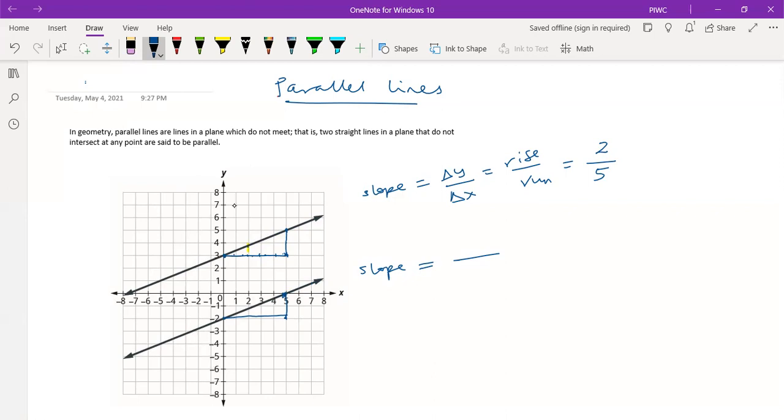So between these 2 points, the rise here is 2 units, 1, 2. You have 2 units, and the run, the horizontal distance between the 2 points, you have 1, 2, 3, 4, 5. So 5 units between the 2 points. So that's a change in the x values, okay, 2 over 5. So if you look at the slopes, we have the same slope. So parallel lines have the same slope.